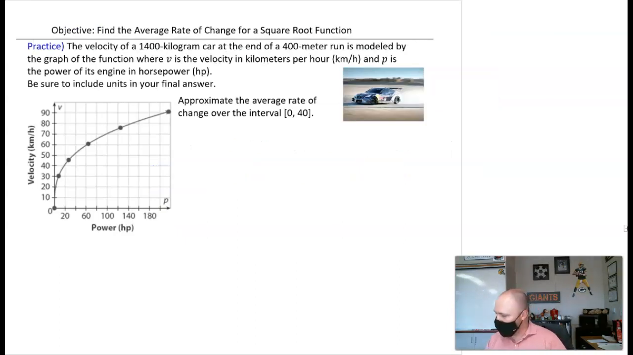All right, here is another practice problem for you. Go ahead and calculate the average rate of change over the interval 0 to 40 for the velocity of a car per power.